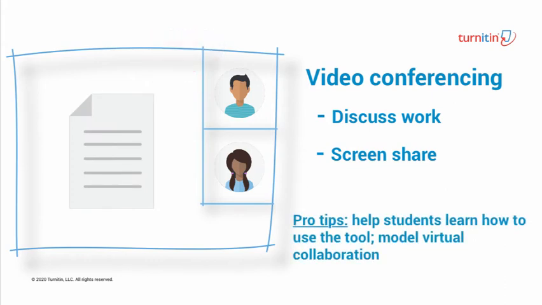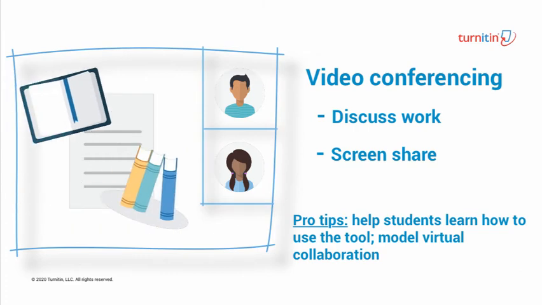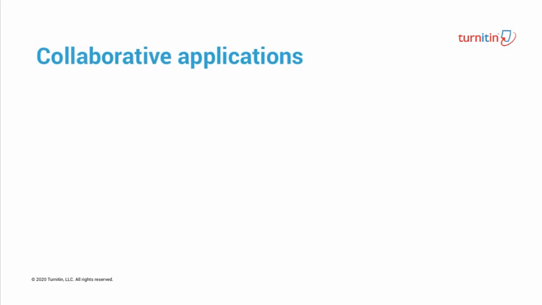For example, I could ask my students to individually find a number of primary and secondary sources on a topic, then meet with their partner virtually to share findings. However, students need a place to draft their work together. This is where other collaborative applications, such as shared word processing tools, come into play.